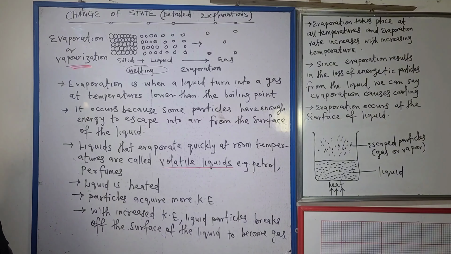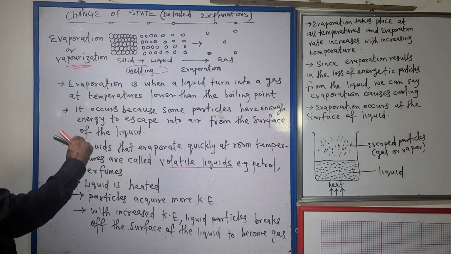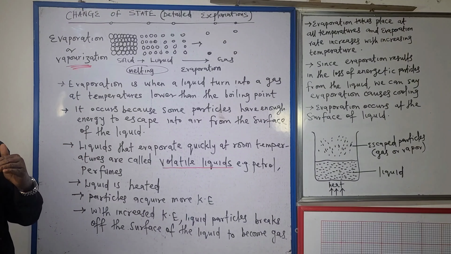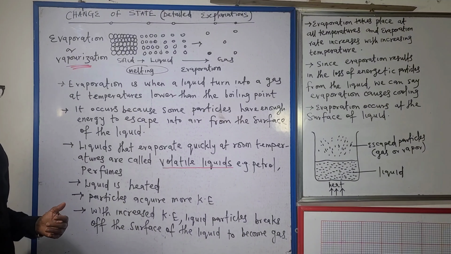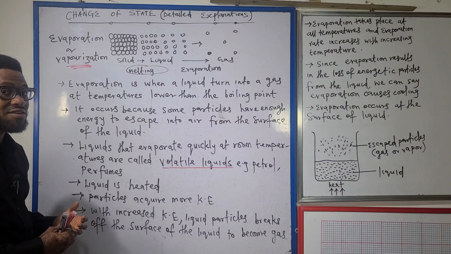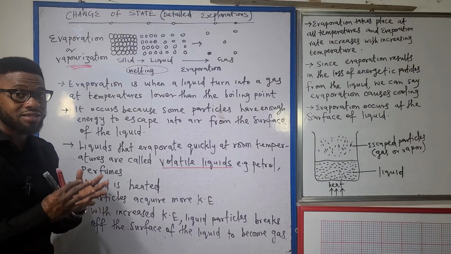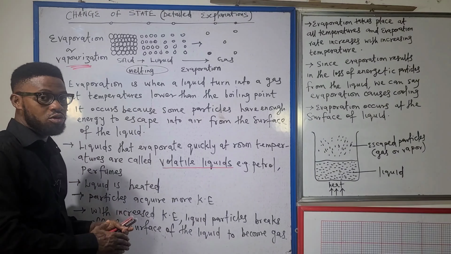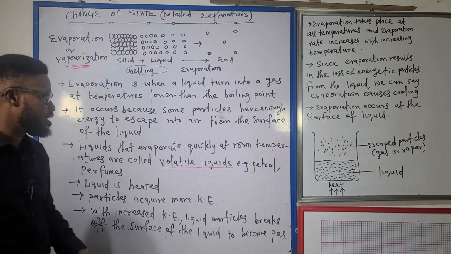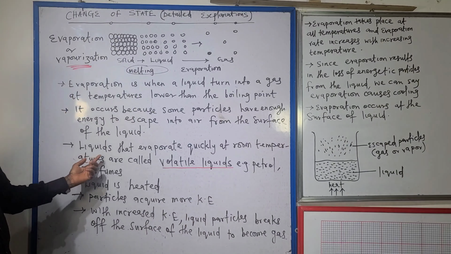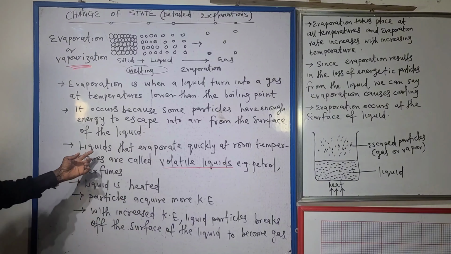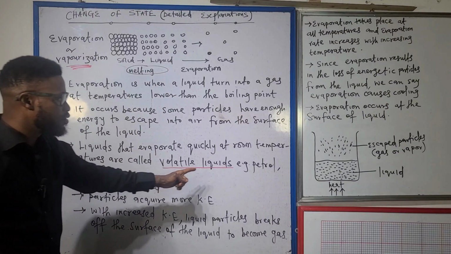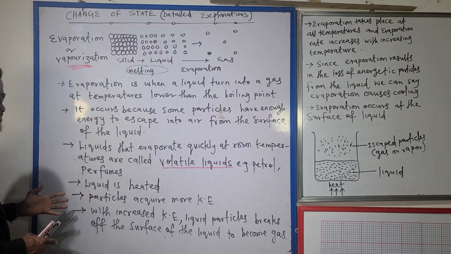I said that it occurs because some particles have enough energy to escape into air from the surface of the liquid. Now, it might interest you to know that there are liquids that, even without heating, on their own at room temperature, have the ability to change from liquid to gas. Examples are petrol and perfumes, and those are volatile liquids. Liquids that evaporate quickly at room temperatures are called volatile liquids.